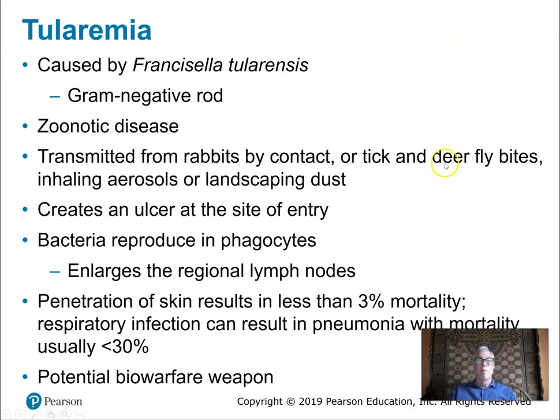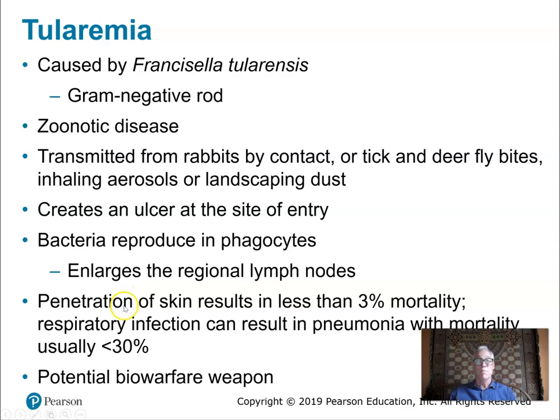First of all, it causes an ulcer at the site of entry, and the bacteria can reproduce in phagocytes, so it can't be killed easily like that. So it enlarges the nearby lymph node. If there's a cut on the finger where the bacteria got into the skin, then it'll be the lymph nodes in the axillary region or in the arm that are swollen. If it's in the foot or leg, then the lymph nodes in the inguinal region will be enlarged buboes.